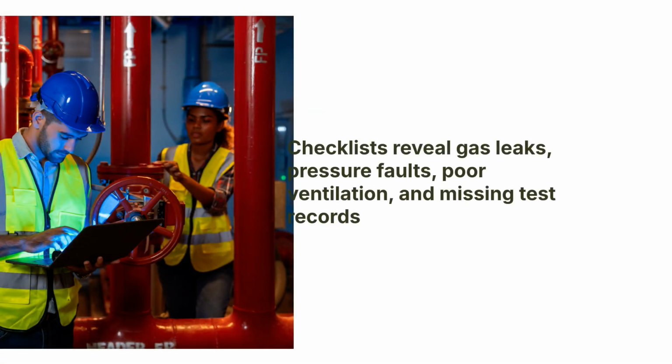Common issues include loose connections that can lead to gas leaks, incorrect pressure levels that affect safety and performance, and poor ventilation setups that allow harmful exhaust gases to build indoors. Structured checklists help catch problems early. Incomplete testing and missing documentation also create risks for operation, compliance, and future maintenance.